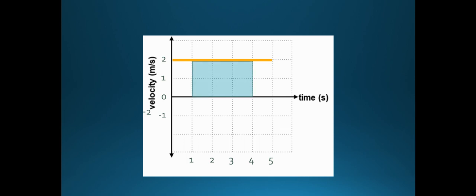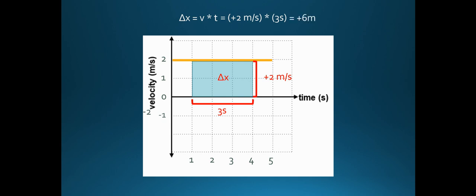Now, what if we go between 1 and 4 seconds? We can still do the same thing. This is still a rectangle. We can still find this area. So if we take this 3 seconds and this 2 meters per second, we can use the area of that shape to find the displacement. So we're going to take our velocity of positive 2 meters per second times our time of 3 seconds, and that's going to give us a displacement of positive 6 meters.